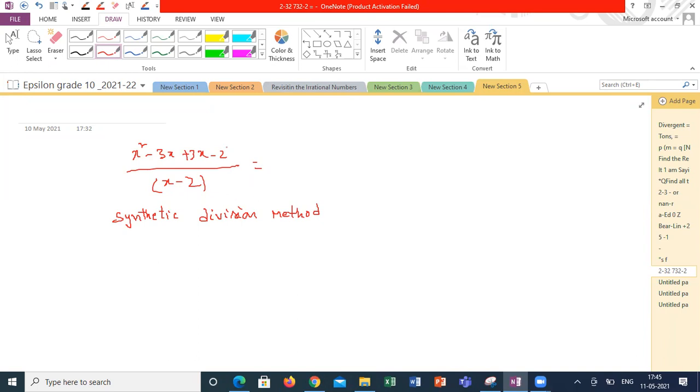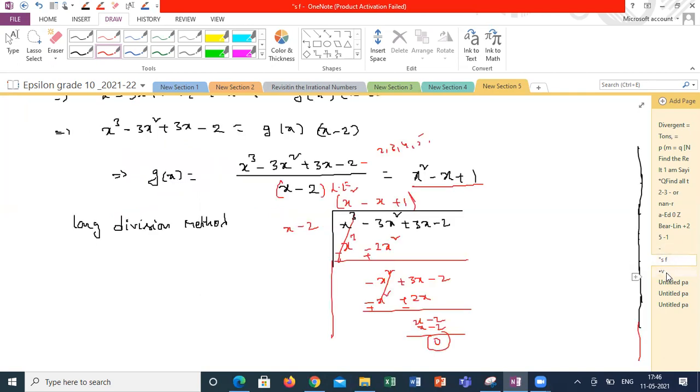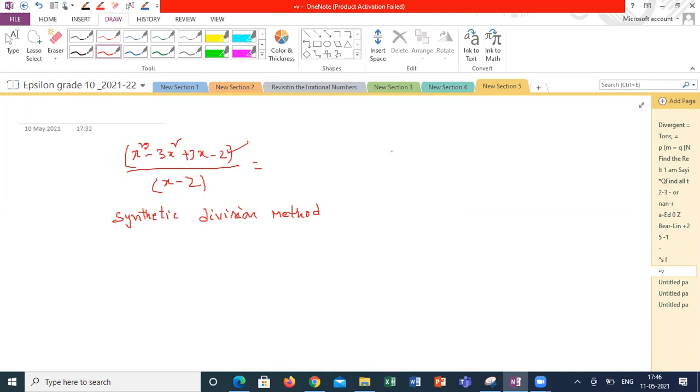So, the condition is first make sure that this equation is in standard form or not. This is x cube minus 3x square plus 3x minus 2, that is given. I have to divide this equation with x minus 2. Make sure that what you are dividing by, equate it to 0, then I will get x is equal to 2.